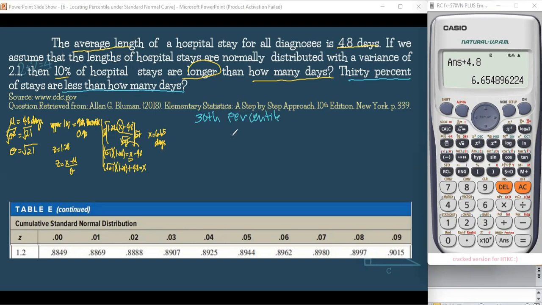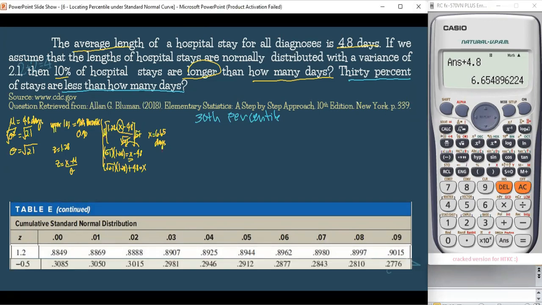So 30th percentile, gagamit po ulit tayo ng ating table. At this time, ang kailangan nating hanapin is exactly 0.30 or dapat yung pinakamalapit kay 0.30. So yung pinakamalapit po kay 0.30 is 0.3015. Kasi po ito, 15 lang yung sumobra sa kanya. Ito, kulang ng 19. Kaya mas malaki si 19 kaysa kay 15. Doon tayo lagi sa pinakamaliit. So meaning to say, ang kukunin po natin is si negative 0.52. So our Z is equal to negative 0.52.